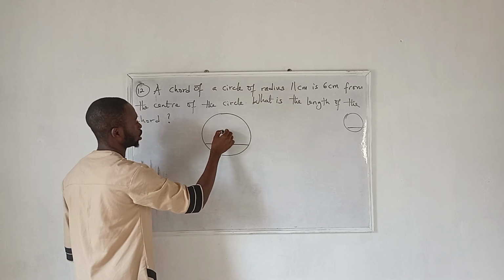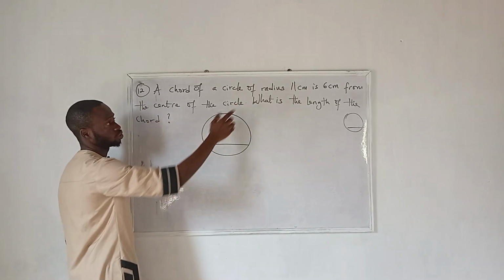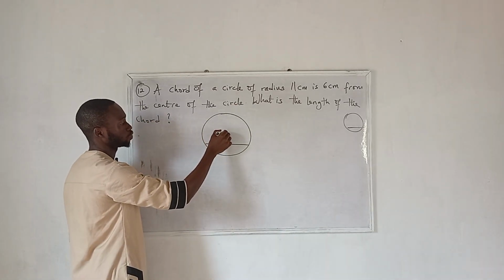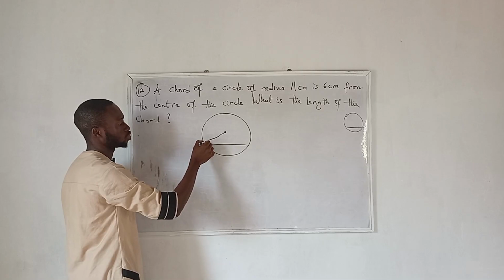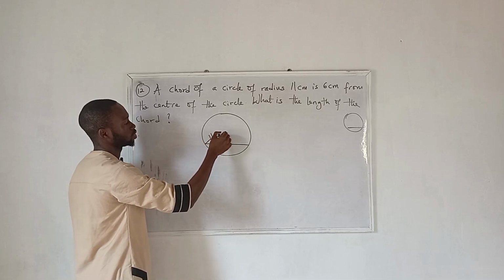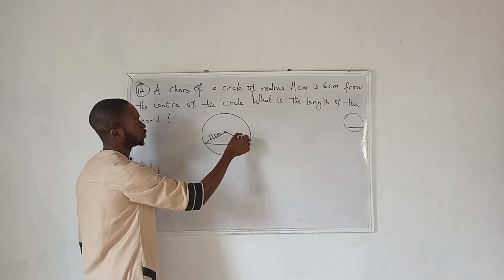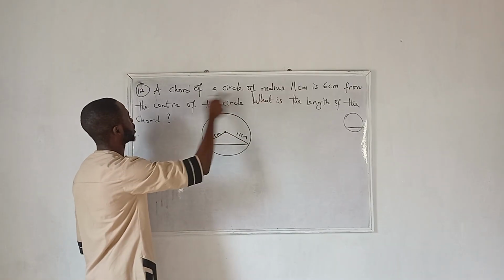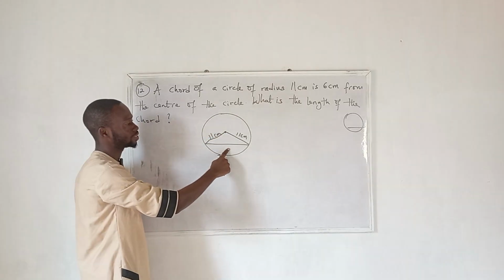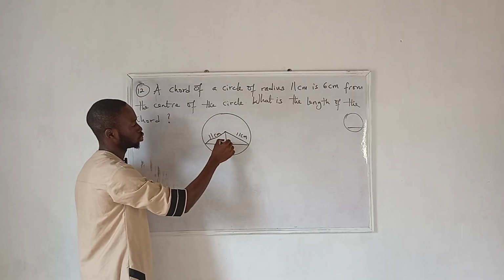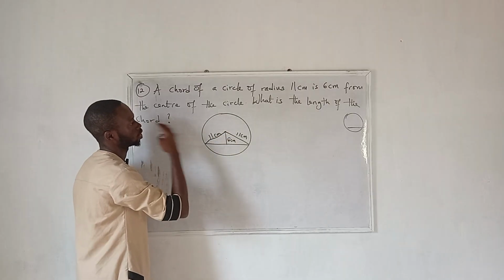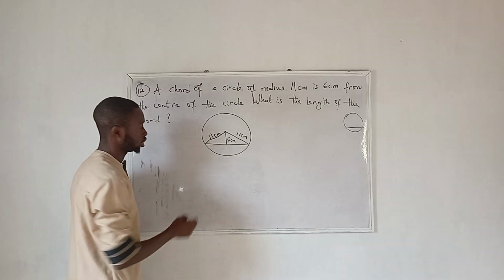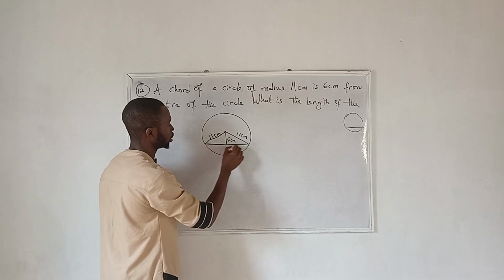So if I represent that, I would have that this is a chord and then the radius, let's say this is the center of the circle, and we are told that the radius is 11 centimeter. Any line drawn from the center of the circle to touch the circumference is a radius. Yes, 11 centimeter. This is also a radius, 11 centimeter. And we are told that it's 6 centimeter from the center. So the chord is 6 centimeter from the center. So the distance here is what? 6 centimeter. Now the question is, what is the length of the chord? That is, what is the distance from here to here?